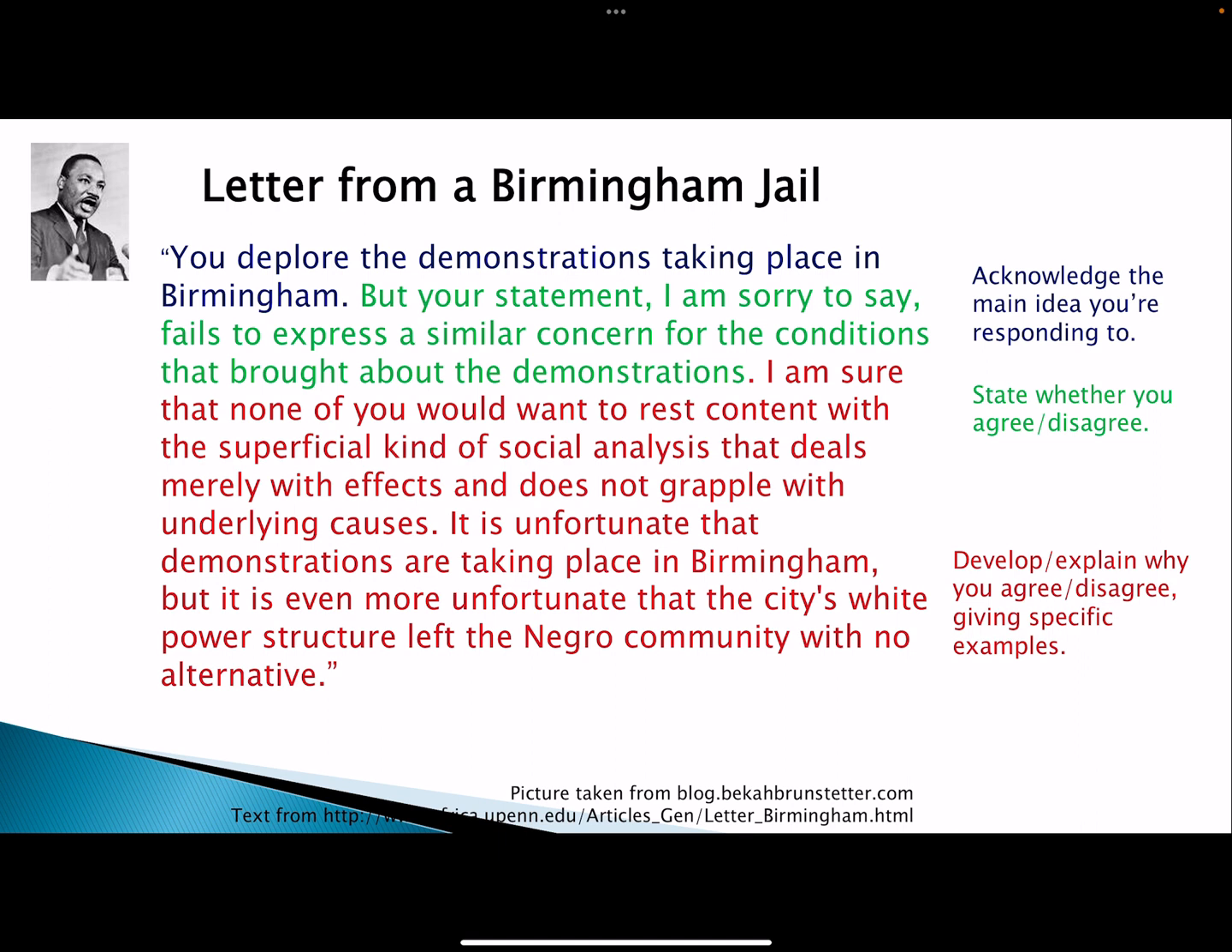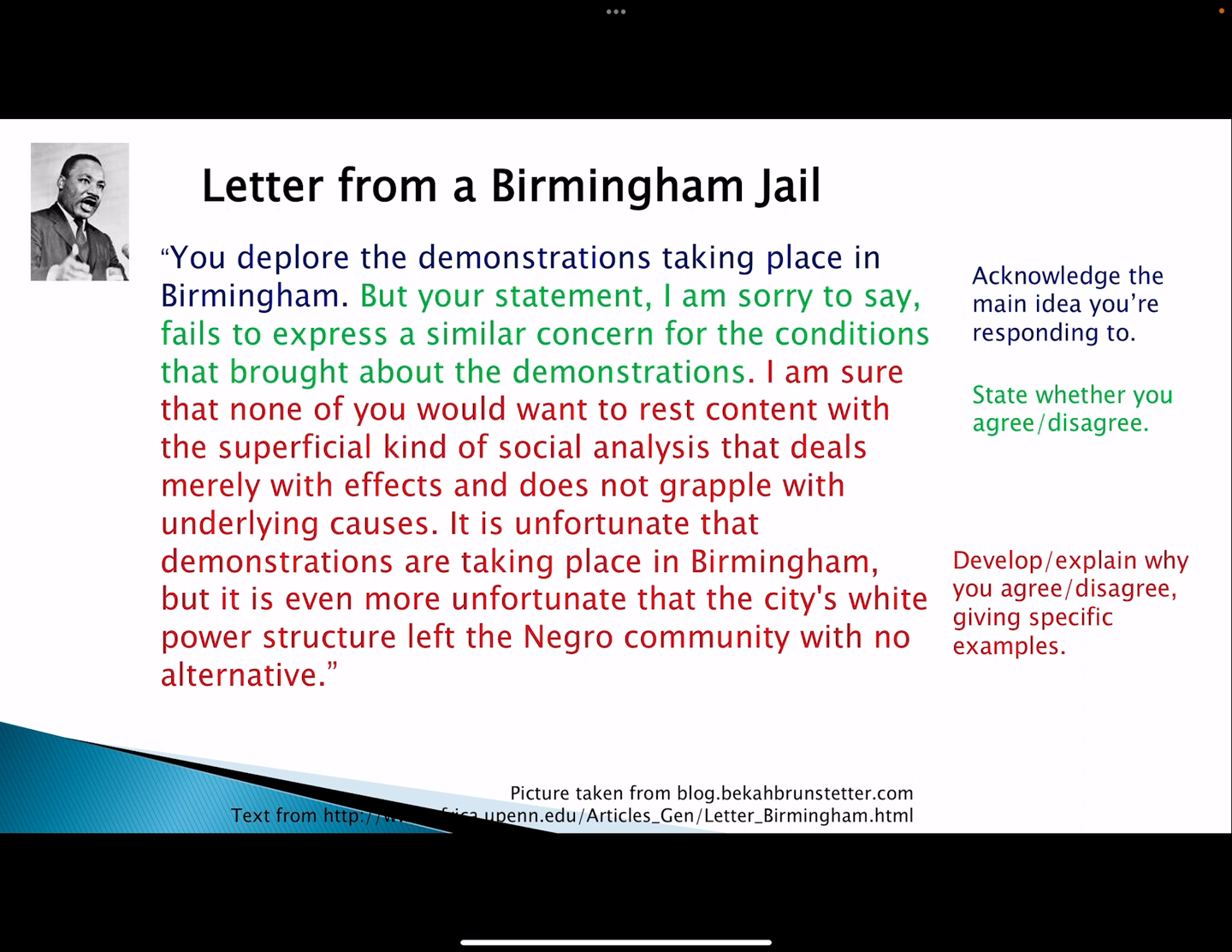I'm going to read this one so that I can evaluate a little bit for you as I go. So the first line: "you deplore the demonstrations taking place in Birmingham." This is where King acknowledges the main idea that he's responding to. The next sentence: "But your statement, I am sorry to say, fails to express a similar concern for the conditions that brought about the demonstrations." This is where King is responding to the general idea and establishing his position.